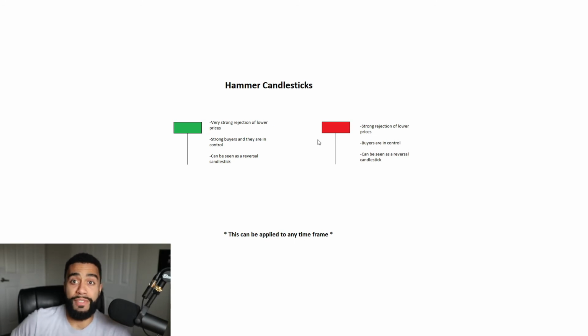So next, we have the hammer candlesticks. So there's the hammer and the inverted hammer, right?